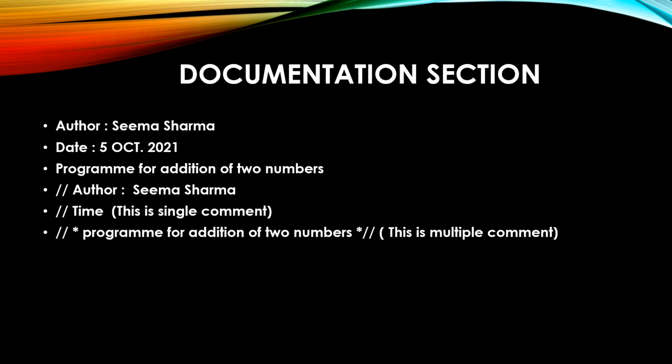The first one is the documentation section, or you can say the comment section. Here you include comments, meaning whatever information you want to include in this section. Like you can see on the screen, first is the author, Seema Sharma, second is the date, 5 October 2021, and third is the program for addition of two numbers. This is the author of the program, who developed it, and the date and time of its development.